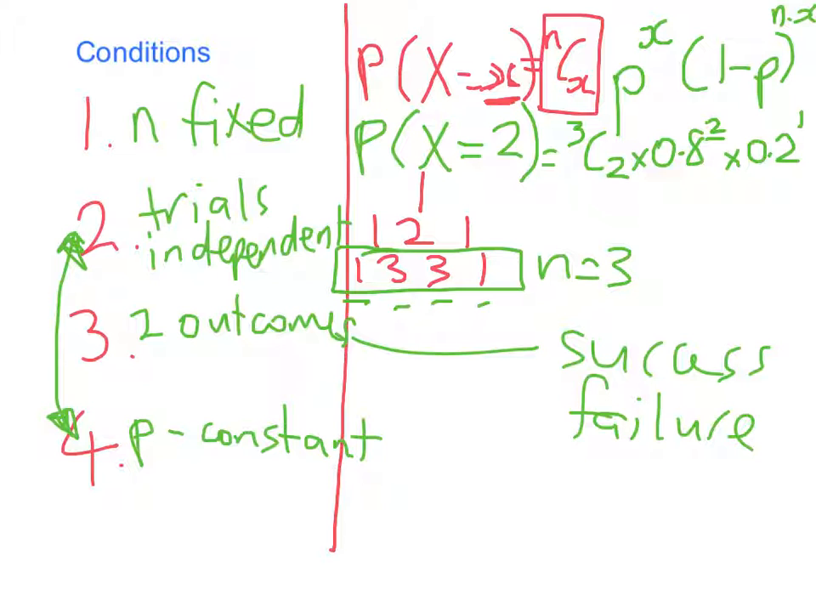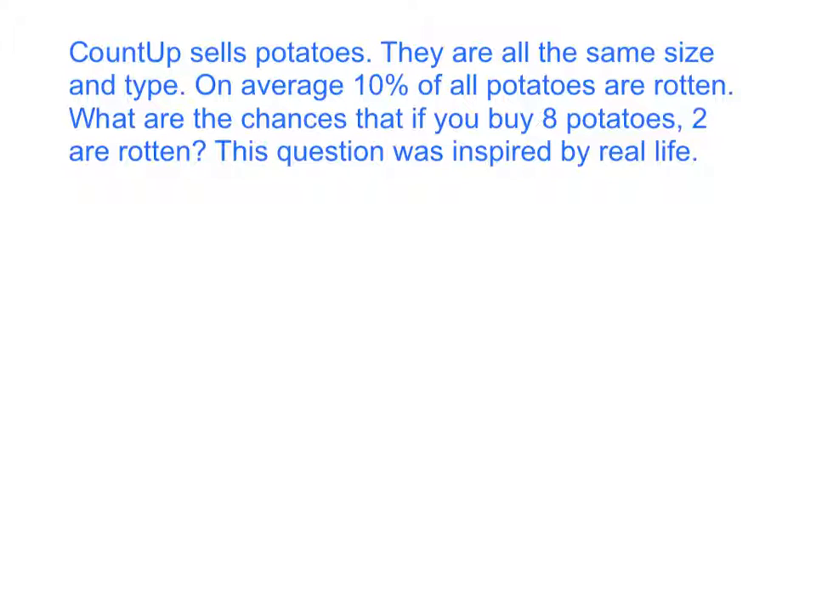Finally, an example for you to try. Count Up sells potatoes. This is inspired by real life, in fact, by tonight's real life. They are all the same size and type. On average, 10% of all potatoes are rotten. What are the chances that if you buy 8 potatoes, 2 are rotten?